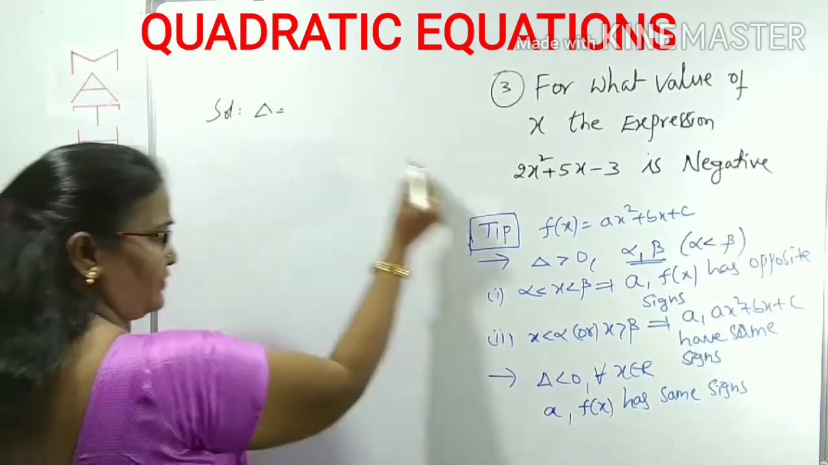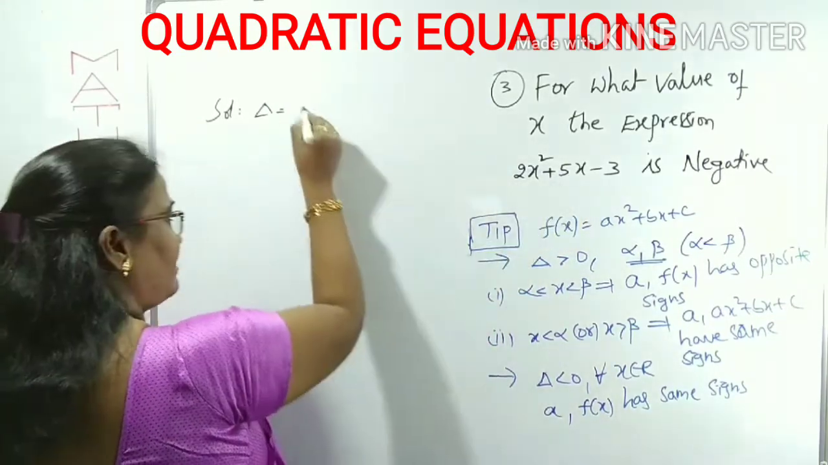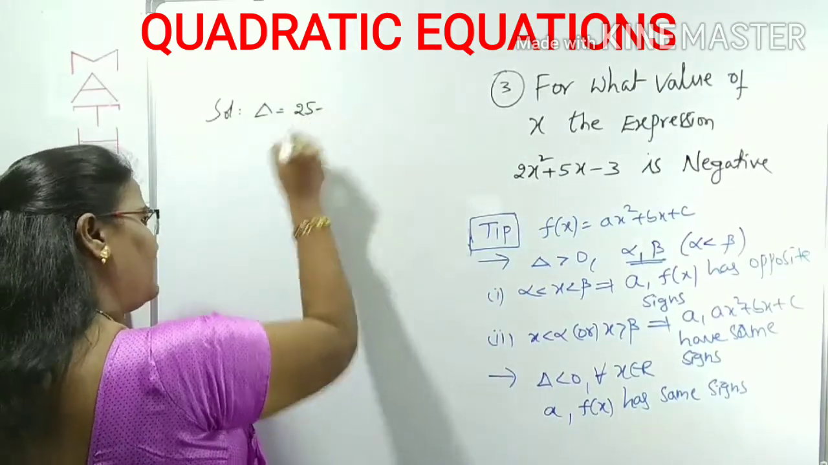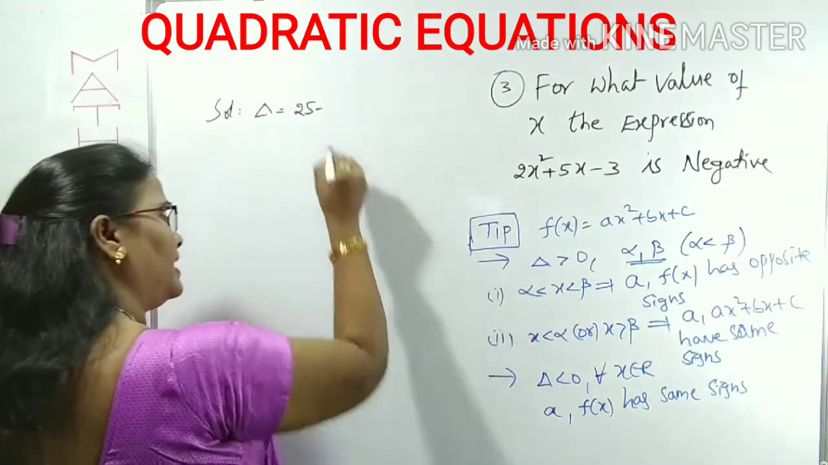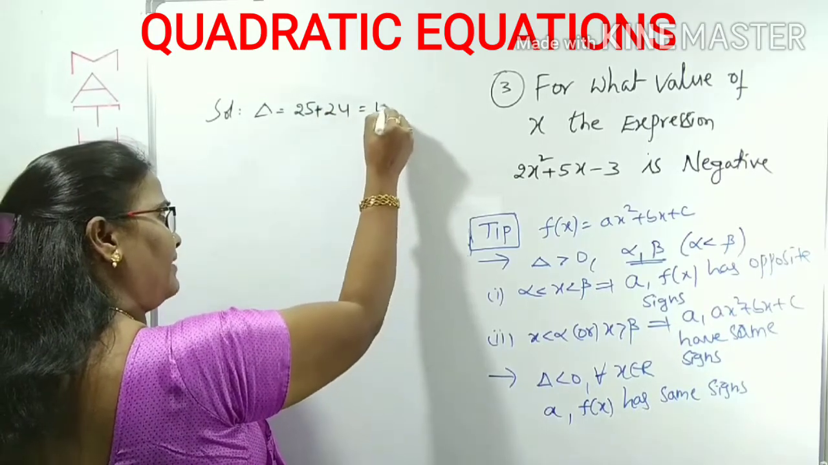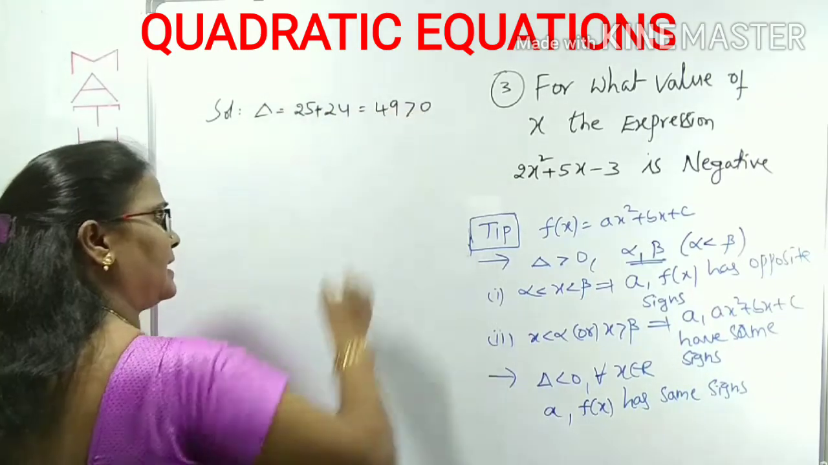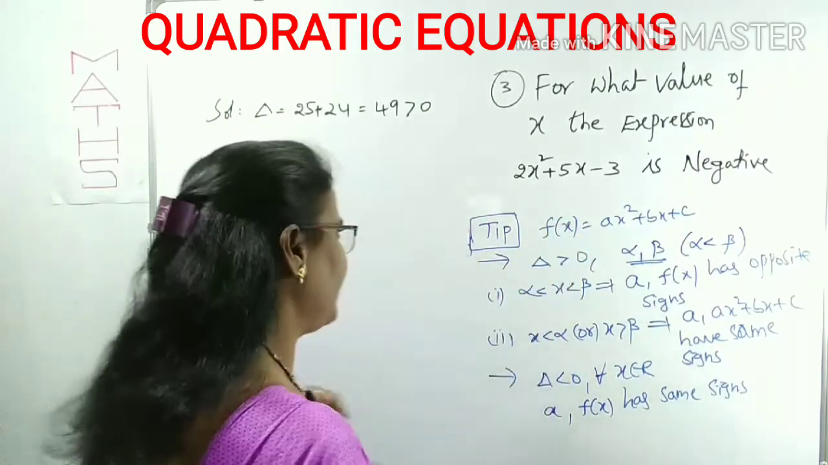Delta is b square minus 4ac. B is the x coefficient, which is 5, so 5 square is 25 minus 4ac. 4 twos are 8, 8 threes are 24, so minus 24, minus of minus becomes plus 24. This is clearly 49. 49 is 100% greater than 0, which means it has roots. We can find the roots for this one.